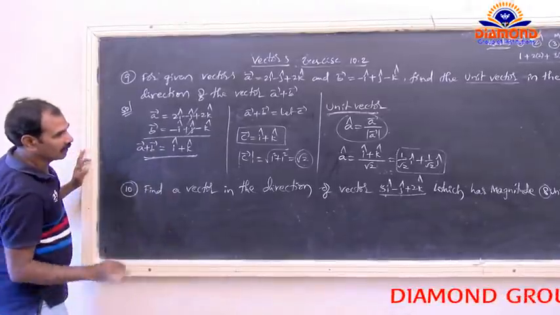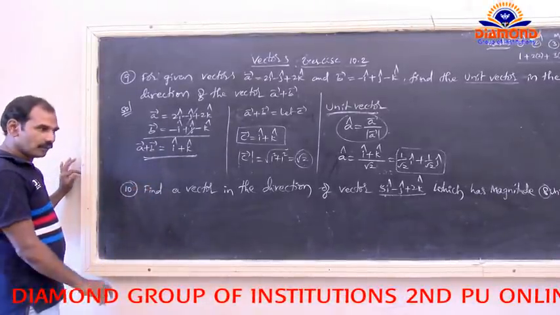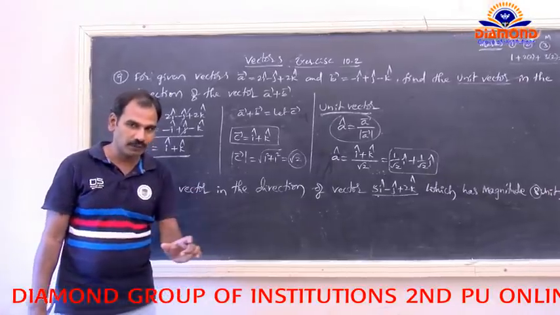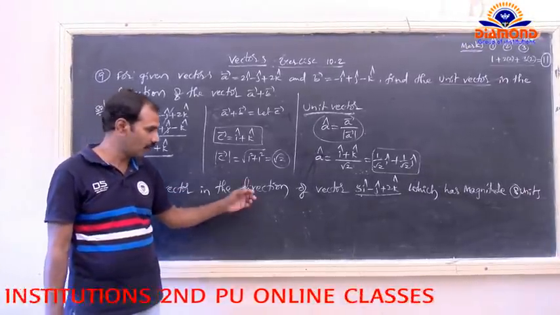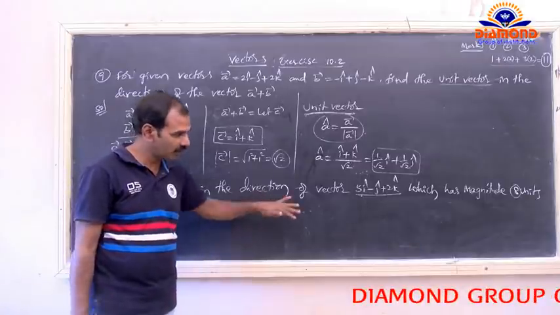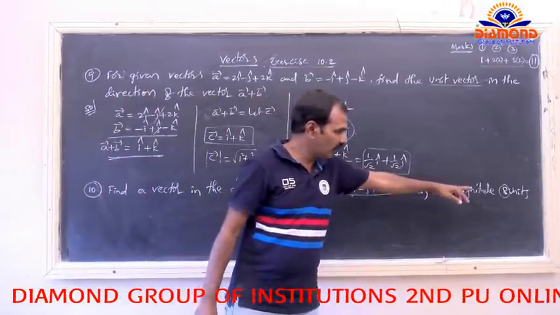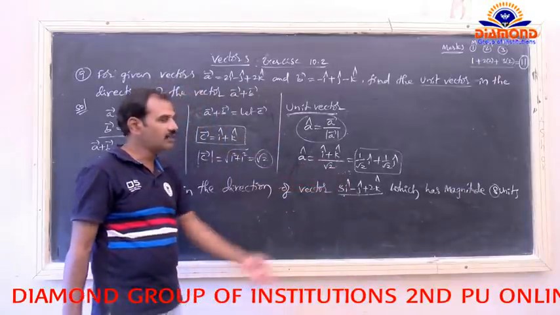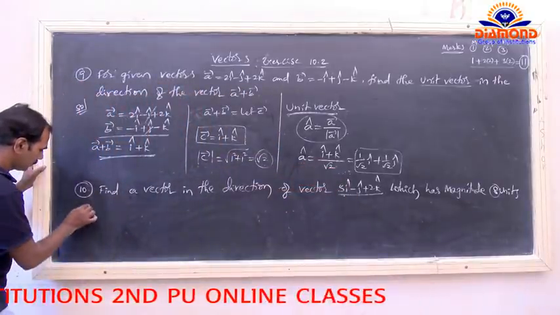So first you calculate the unit vector. Why do we calculate the unit vector? Unit vector magnitude is 1 unit. So that's why we calculate the unit vector. Afterwards, you multiply both sides by 8. You get the vector of magnitude 8 units. So first, the solution.